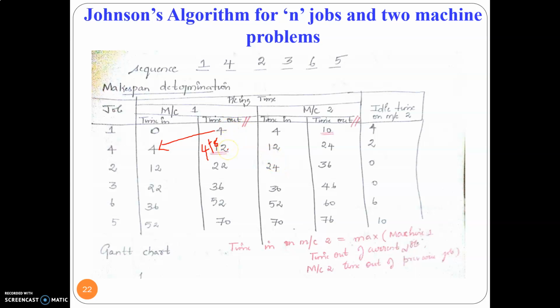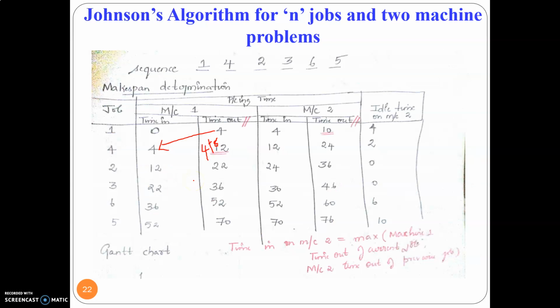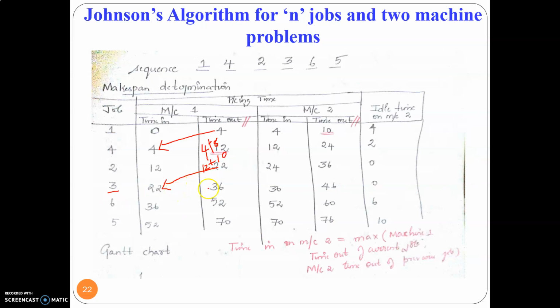So mission 1 becomes free at the end of the 12th minute. So at the end of the 12th minute, the next job will enter mission 1. What is the processing time of job 2 in mission 1? 10. So it enters at the 12th minute, takes 10 minutes to process, and comes out at the 22nd minute. So the next job will enter mission 1 at the end of the 22nd minute. Job 3 takes 14 minutes to be processed in mission 1. So 22 plus 14 will give you 36.